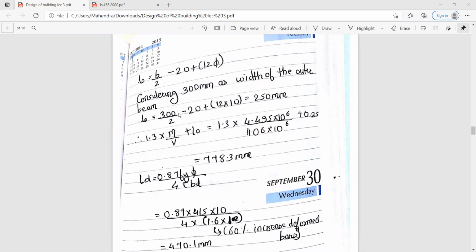So how much will we get for L0? We have assumed 300. So 300 by 2 minus 20 plus 12 into the diameter of the bar. So the diameter is 10. So L0 we get is 250 mm.